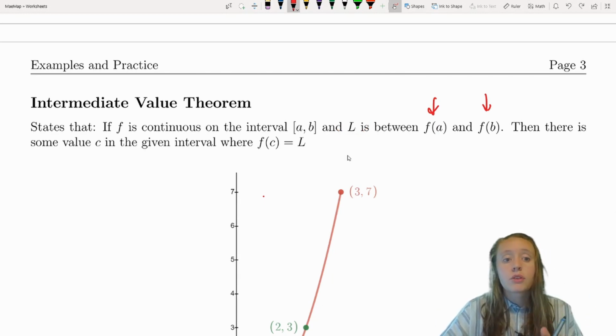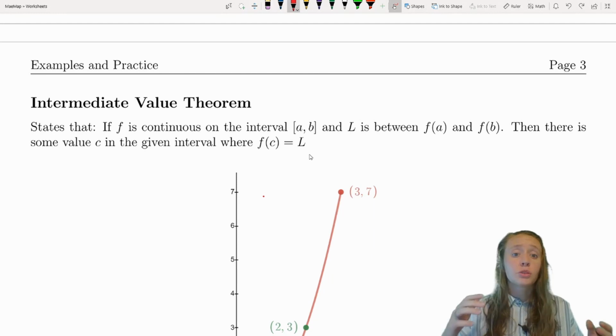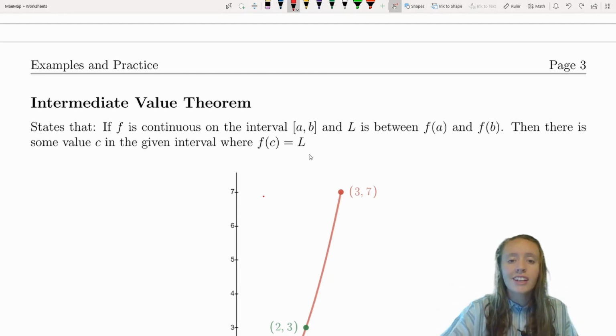So if this is true, then there is some value c in that interval from a to b, where f of c, that function at the point c, is equal to L. Now, I know this seems like a lot of words, and I just told you that this was pretty intuitive, so let's look at it on a graph.